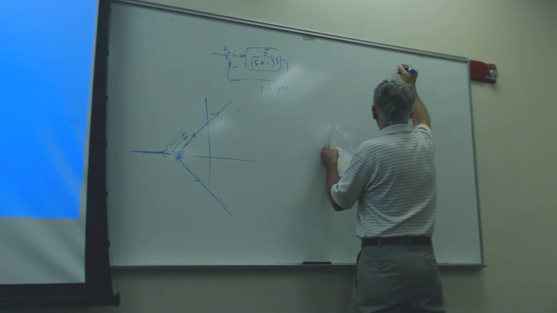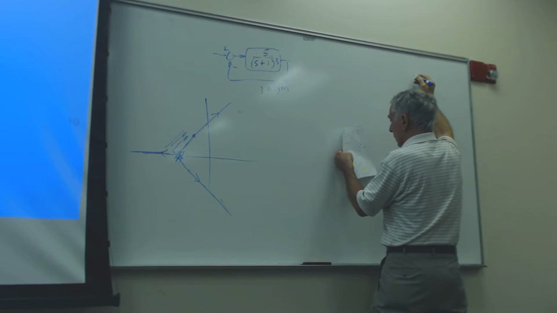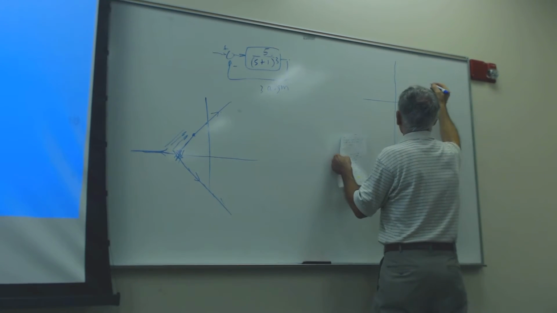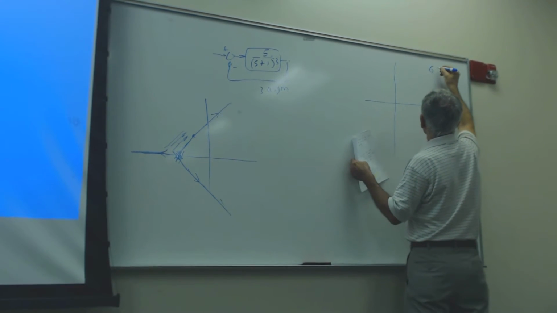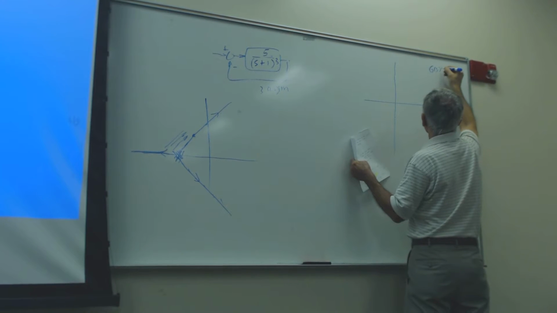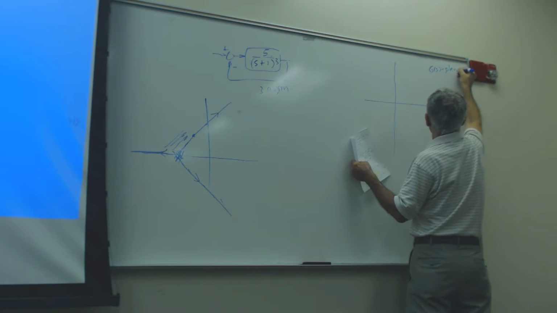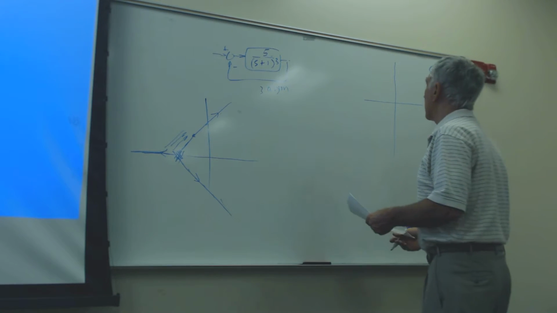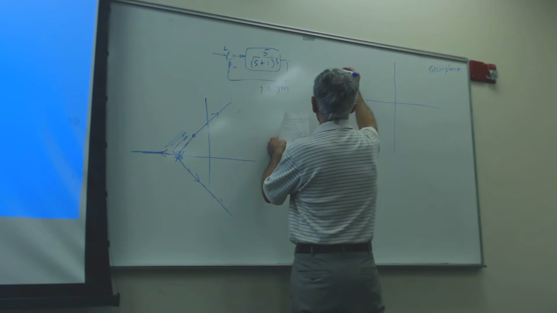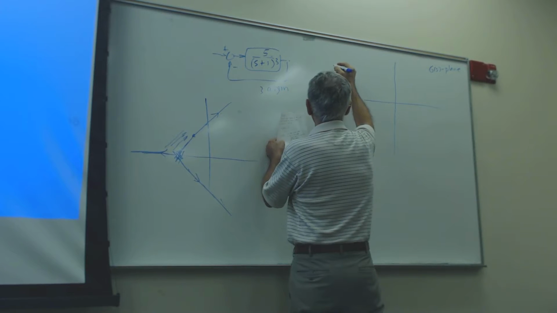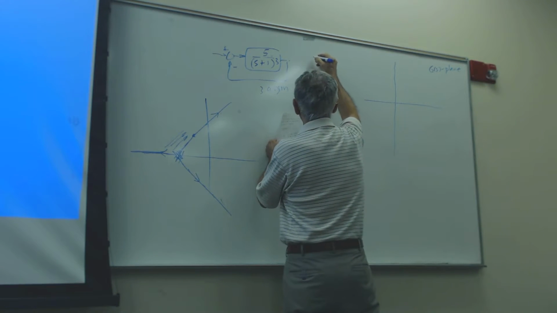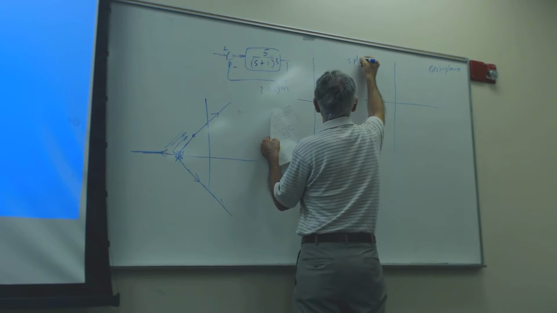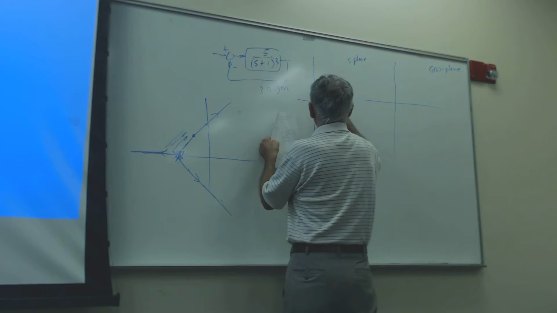And so we have this. This is the GH plane, or the G of S plane, more generally the GH plane, and the S plane contour. What does that look like?